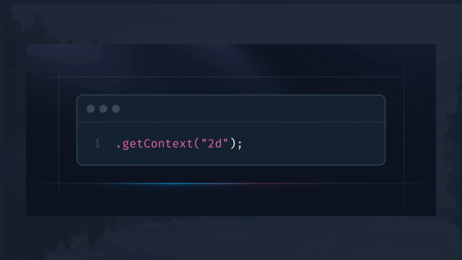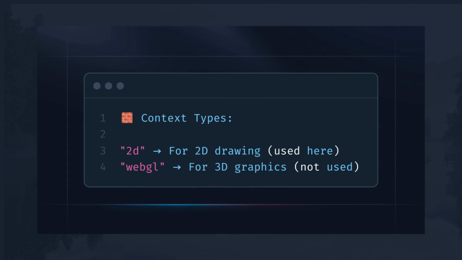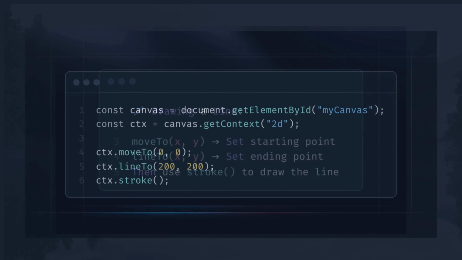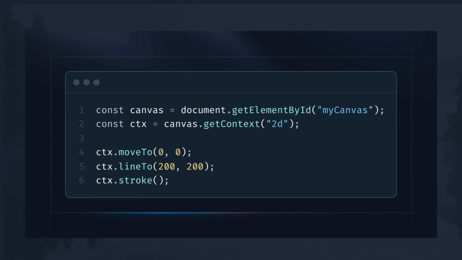The string '2d' specifies that we want the 2D drawing context. There is also a WebGL context for 3D graphics, but that is not being used here. After getting the context, you can use it to draw on a canvas. Using the moveTo method, we can define where the line will start, and the lineTo method defines where the line ends. Here we use the starting position of the canvas, 0,0, as the starting point of the line and the ending position 200, where the canvas also ends.